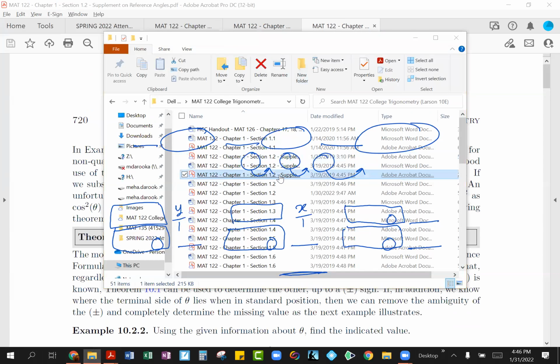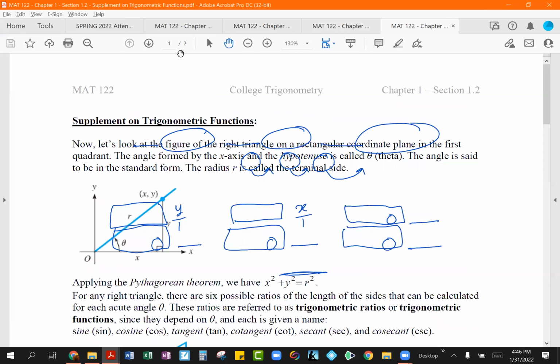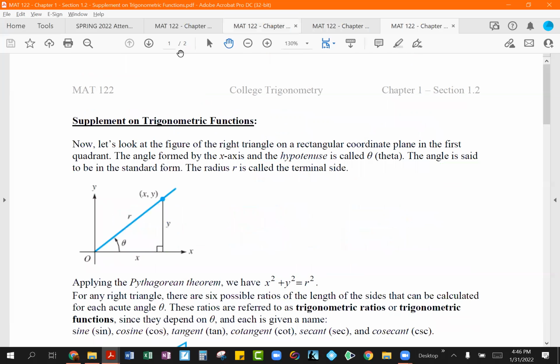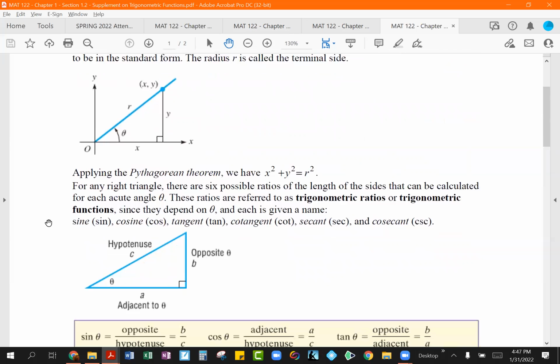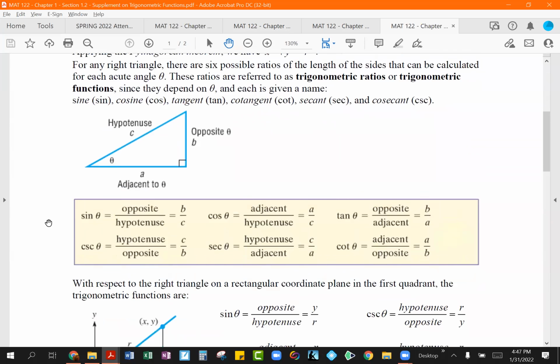Is it this one? Okay, this one here. Let me clear this out. So this one actually kind of helps you out a little bit also. And this is more in terms of a right triangle, and we'll be doing this later on, but this can actually also help you remember your 6 functions, the sine, cosine, tangent, cosecant, secant, and cotangent.